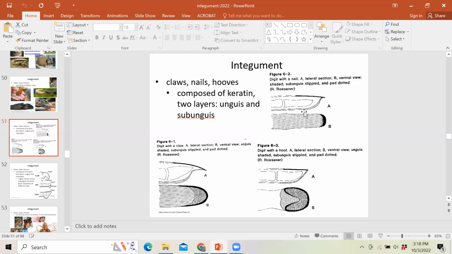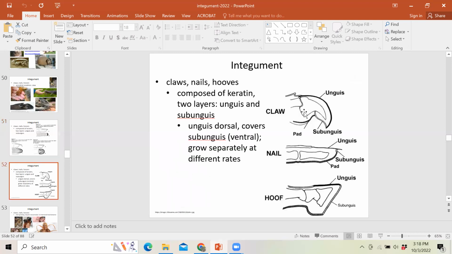So this is providing a hard structure contact with the ground that can be worn, and it's going to grow over time and be replaced and also be worn down. So let's take a look at examples of each of these here. Something to point out is that these structures, the unguis and subunguis, grow at different rates.